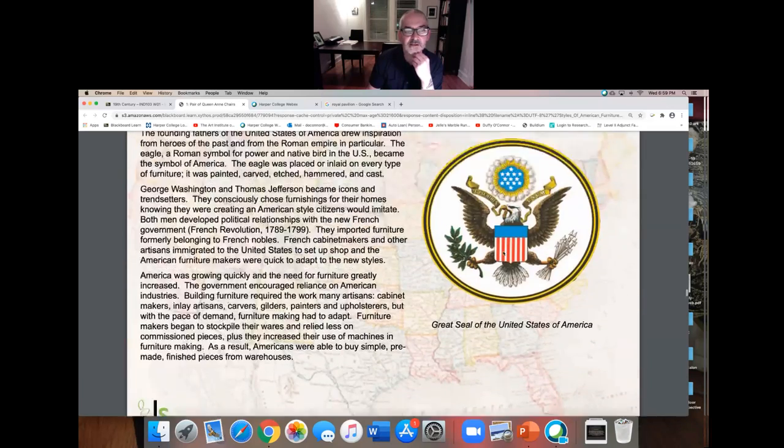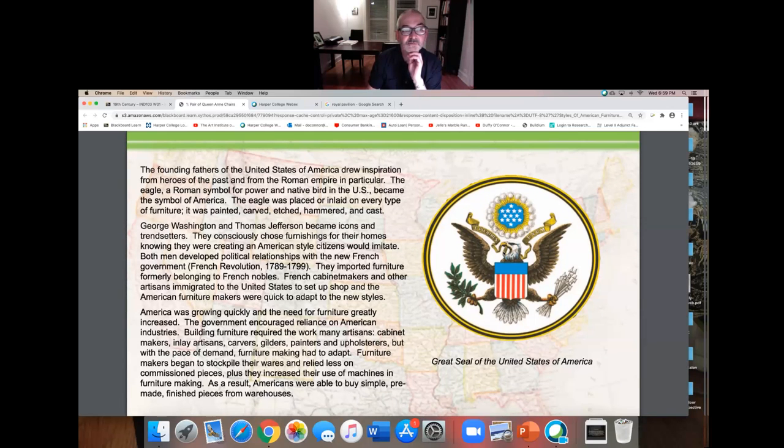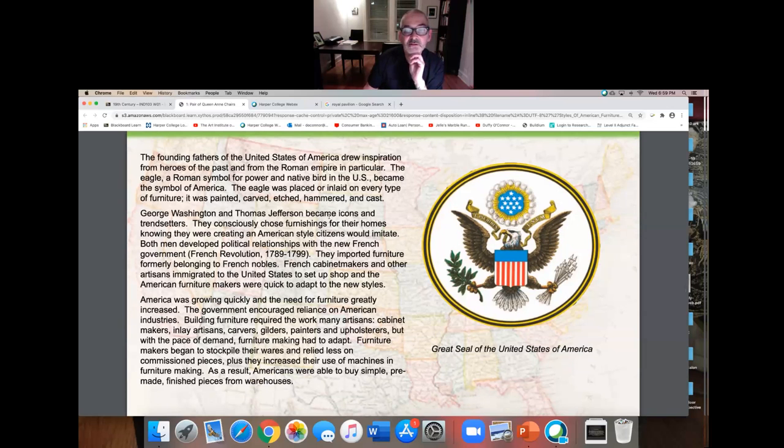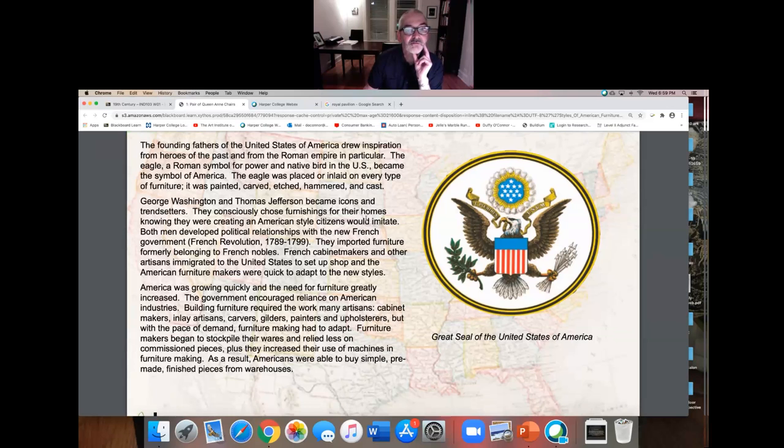So federal style is related to the beginning of the nation of the United States. And as this says, the Founding Fathers drew inspiration from heroes of the past, from the Roman Empire in particular. And so the Roman eagle is replaced by the bald eagle. And you see the eagle a lot in federal style. If you see the eagle in this era, it's federal.